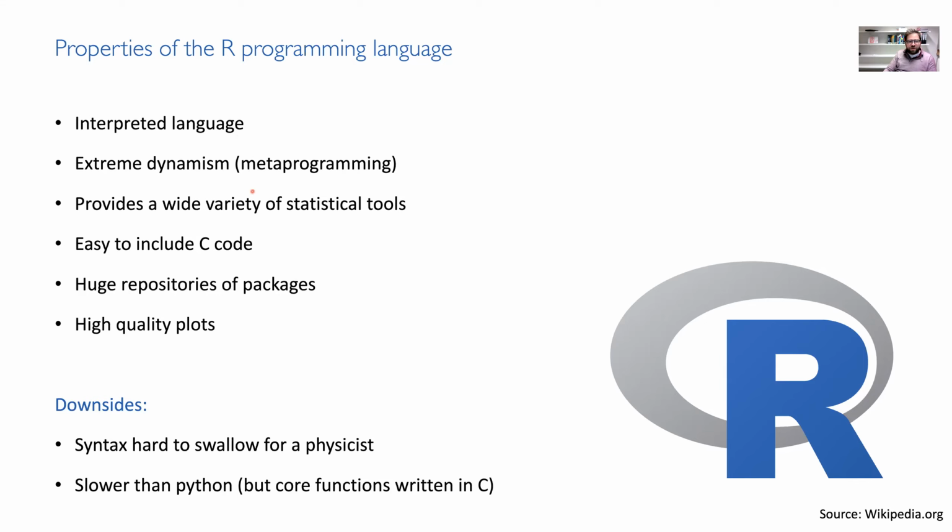R is very popular in statistics. You probably have heard of it in this context. And it's very easy to include C code in R. So if you worry about speed, you can always write things in C. And that's also what we're usually doing.